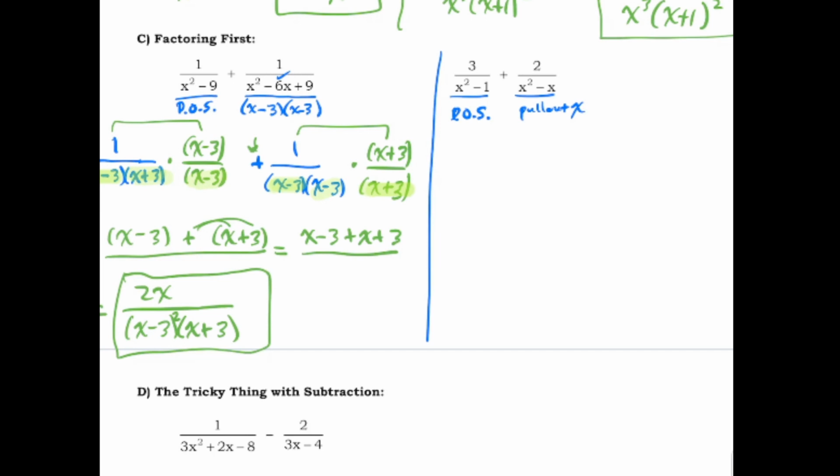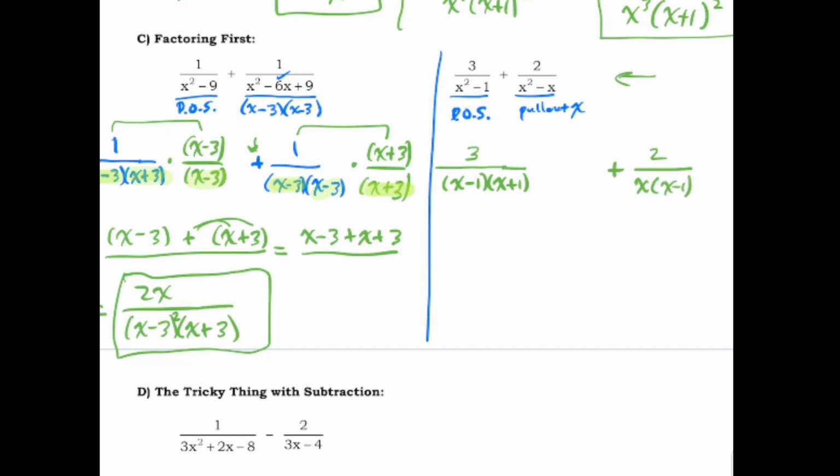Unless you want to try it yourself, this would be a good place to pause and try it yourself, wouldn't it? Factoring the x squared minus 1, it's a difference of 2 squares. It's an x squared minus a 1 squared. So you go x minus 1, x plus 1. That's the first fraction. Leave space because you're usually going to need it. 2 on top. And again, we can pull out an x from here, leaving an x minus 1.